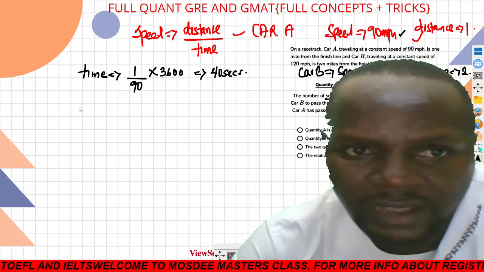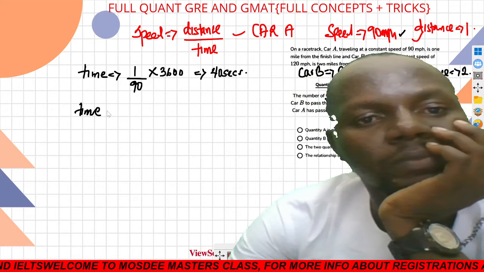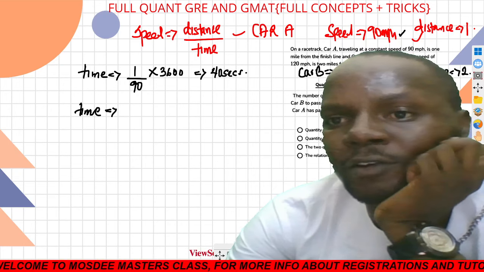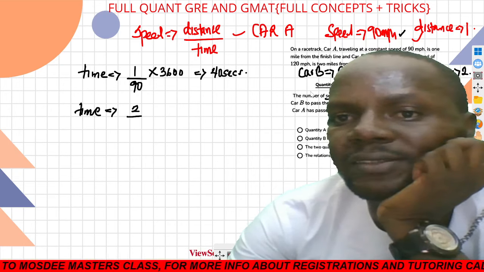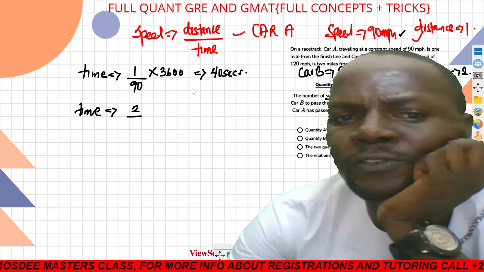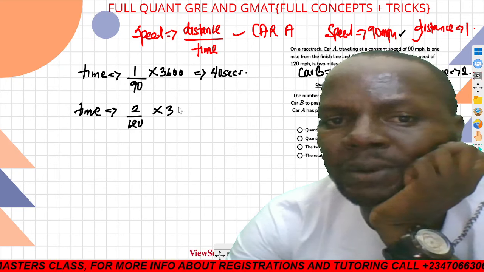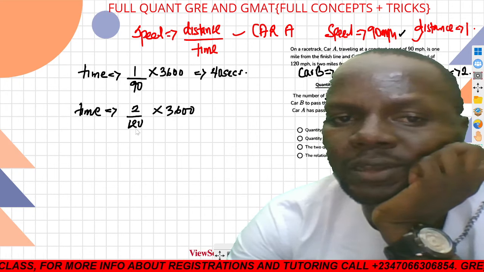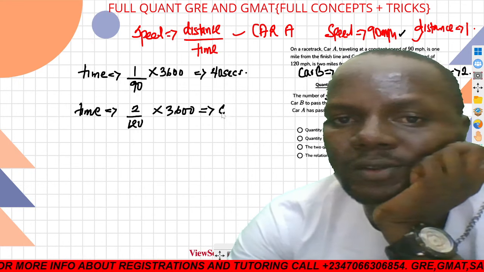Then car B, the time for car B is the distance divided by the speed. The distance of car B is 2, divided by the speed of car B, which is 120 miles per hour. I'm converting to seconds by multiplying by 3,600. This gets cancelled out. 12 here, 1, 12 here. This is 1 over 60, that is 60 seconds.